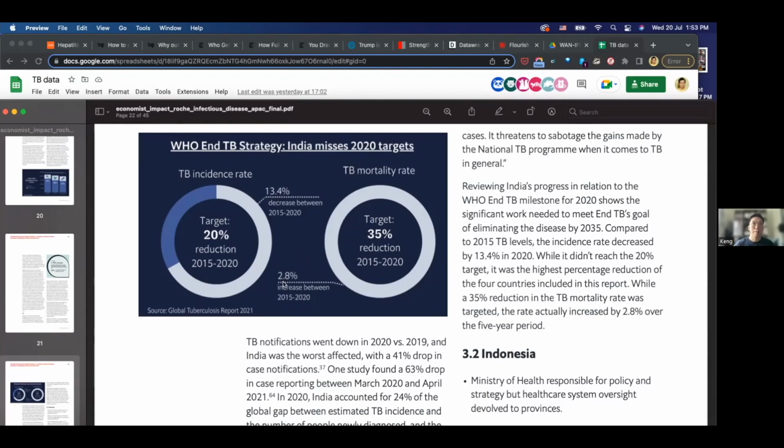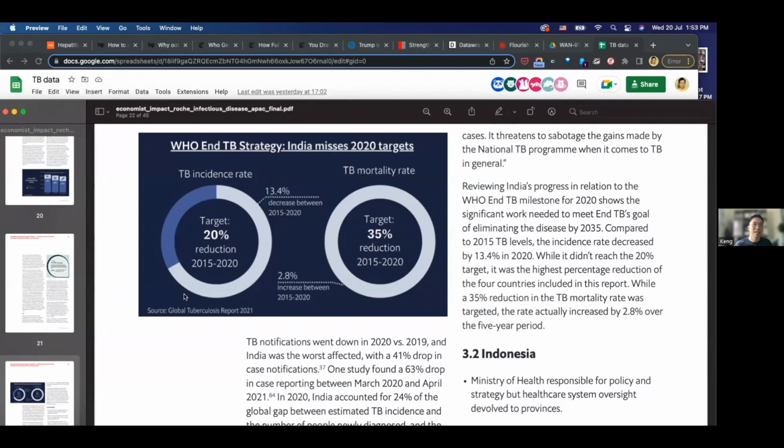Looking at the numbers here, now that I've explained it, you understand it. But if you look at this infographic or chart, it is probably not the best chart to illustrate the difference between the target and the real situation. Like this circle here, I don't know how you call this.